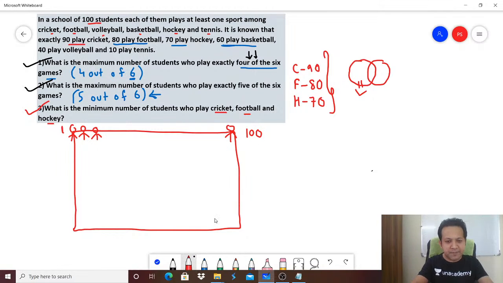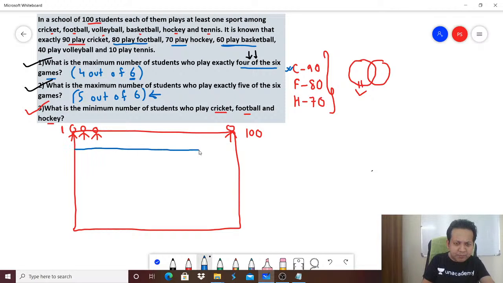Now, I am the principal, so I'll have to ask 90 students to play, let's say, cricket. It doesn't matter, it's the first line. Any 90 can play. So I will ask roll number 1 to 90 to play the first game.